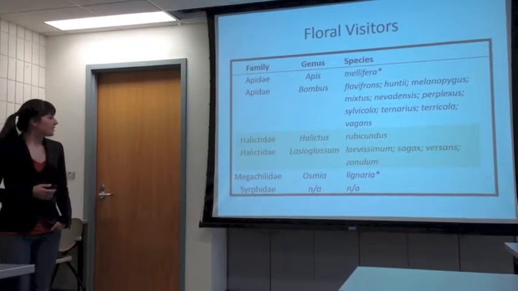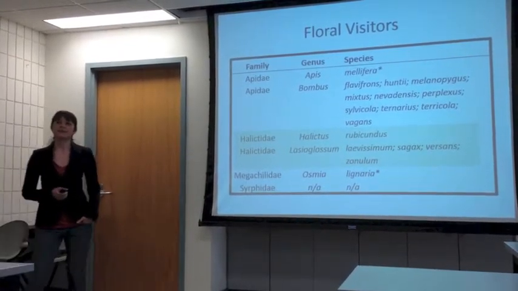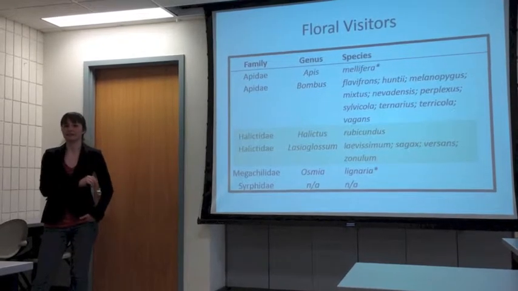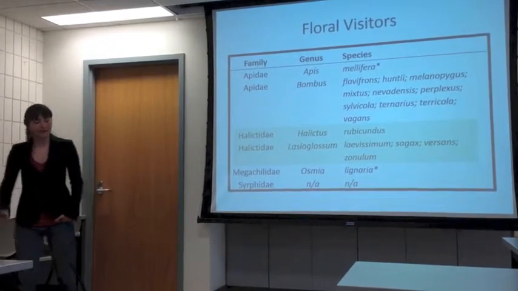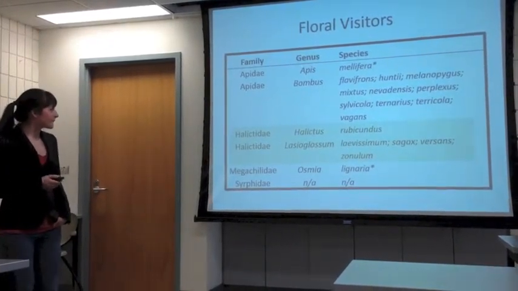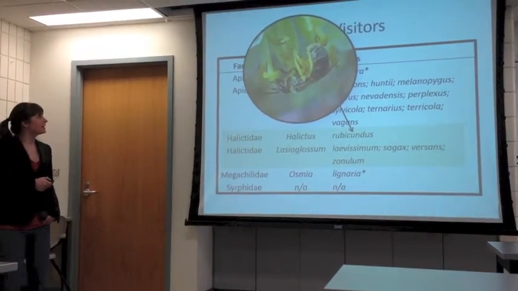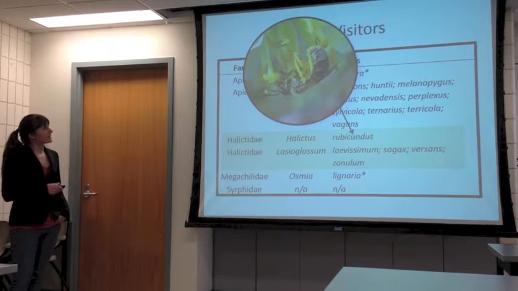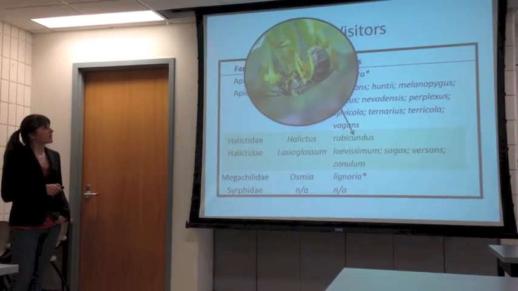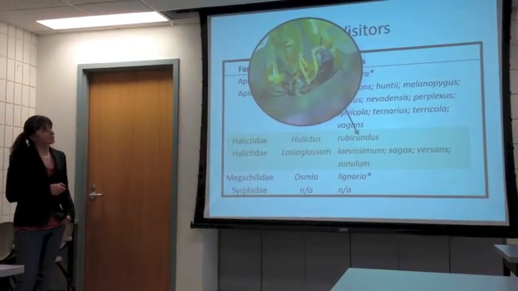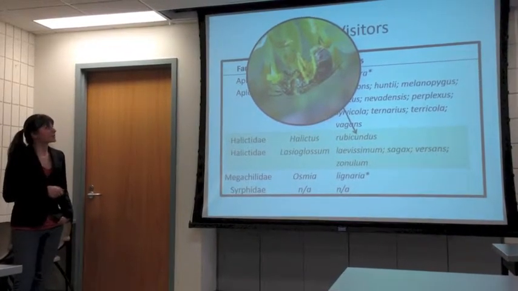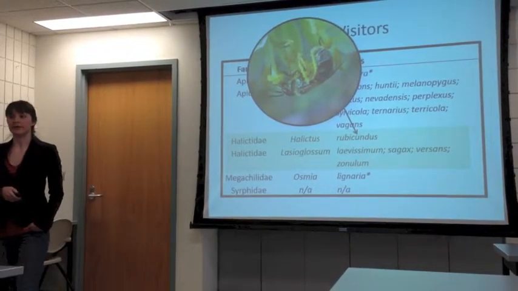These are your sweat bees, your halictid bees. They're called sweat bees because they land and kind of drink your sweat. Never had that happen, but that's the reason for the name. They're very, very small. This is a picture of Halictus rubicundus. You can see the stigma of Haskap, and the bee is very covered in pollen, so she's probably doing a really good job of moving pollen around.